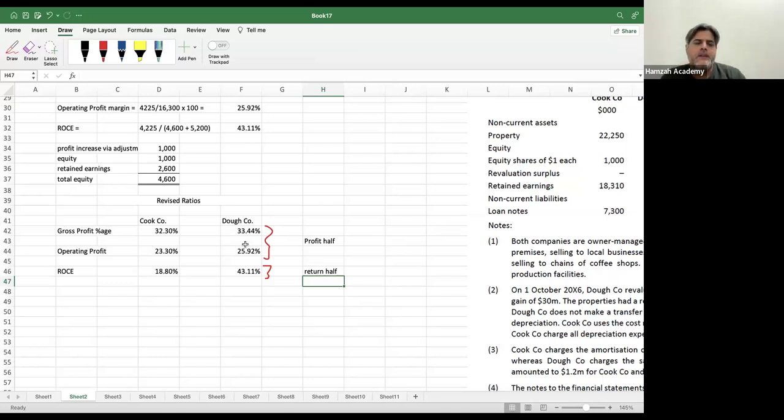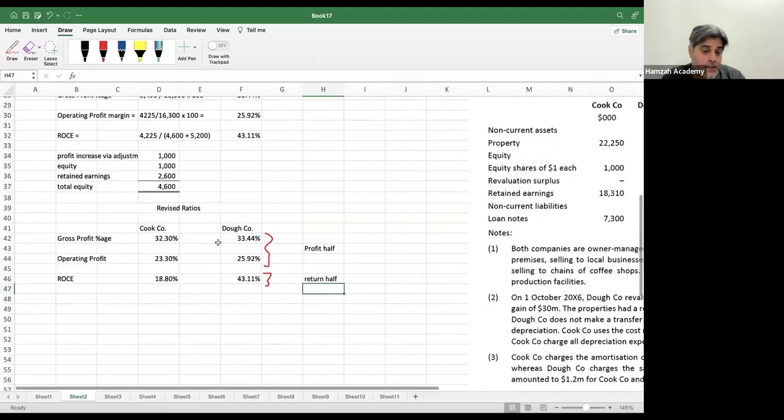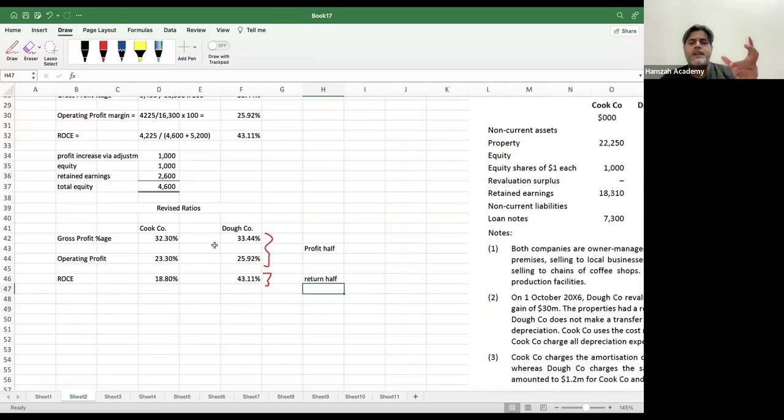Once we adjust the accounting policies, we can see that earlier the Dough Company had a way better gross profit percentage. But when we adjust it, then they are more or less the same, right?